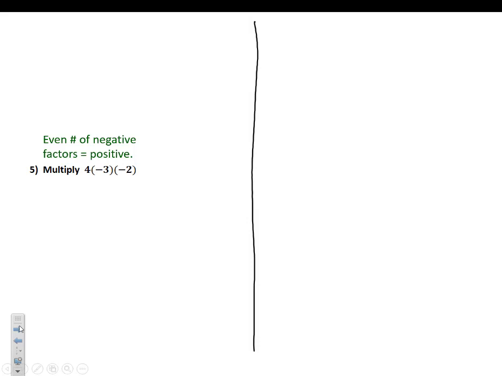That gives me an even number of negative factors, so I know my resulting answer is positive. Now, what property says I can multiply in any order I want? That's right, the commutative property, and I like to do same signs first. So I'm going to go negative 3 times a negative 2, and I get same signs, positive. 3 times 2 is 6, so I end up with 4 times 6. They're both positive, and I'm multiplying, so I get 24. Since the signs are the same, the answer is positive 24. Makes sense. Let's do one very similar to that, but a little different.